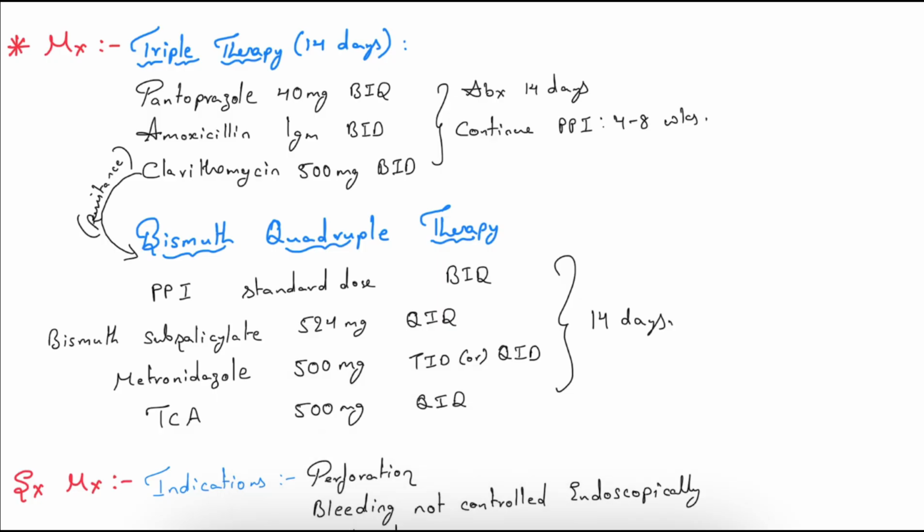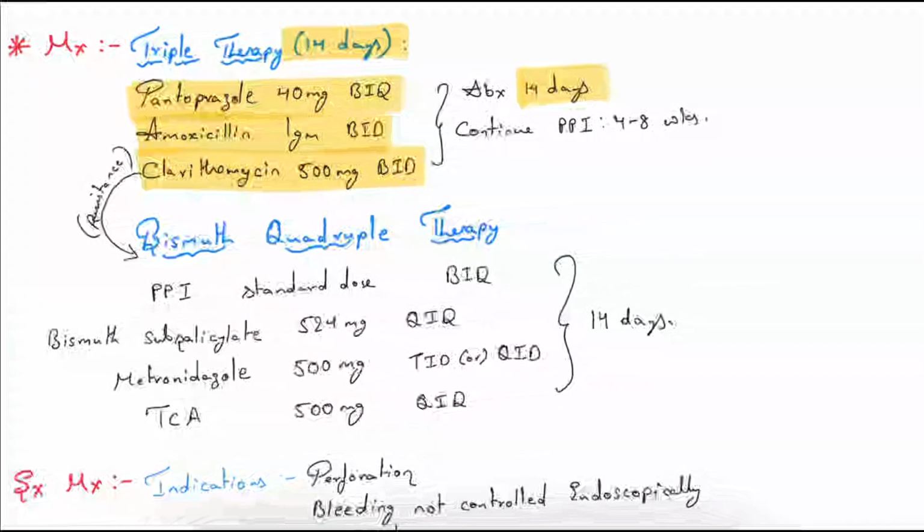In triple therapy, we have to use the medication for 14 days. In these 14 days: pantoprazole 40 milligram BID, meaning 2 times per day, amoxicillin 1 gram 2 times per day, and clarithromycin 500 milligram 2 times per day. How many days do we have to give? For 14 days, and after 14 days we have to continue proton pump inhibitors like omeprazole or pantoprazole for 4 to 8 weeks.